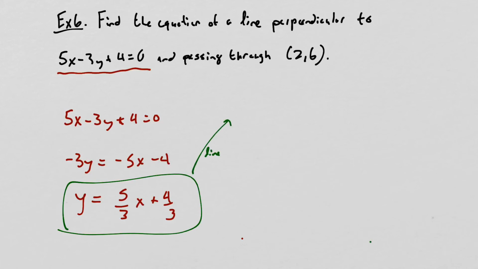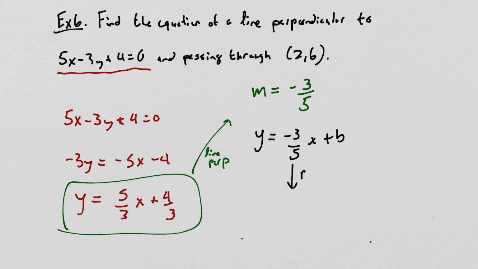A line is, again, perpendicular if the slope is the negative reciprocal, which means that the slope of our line that's perpendicular is going to be negative 3 divided by 5. So we need to find the slope-intercept form. Plugging in our perpendicular slope, we'll get y is equal to negative 3/5 x plus b. And so in the last part of this problem, we need to go ahead and find b by plugging in the point 2, 6. So plug in the point 2, 6 and solve for b.